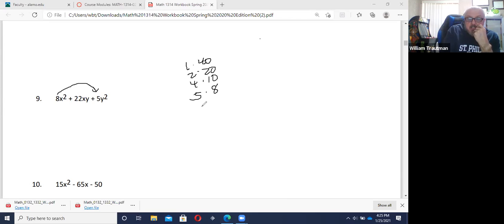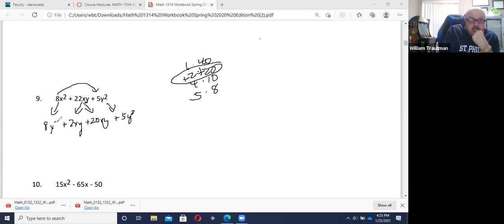I think that's it. A +2 and a +20 gave us a 22. Plus 2xy, by the way, and plus 20xy, because we're using xy's here. We call it split the middle: 2xy plus 20xy equals 22xy. And then we have the 5y squared here and the 8x squared here.